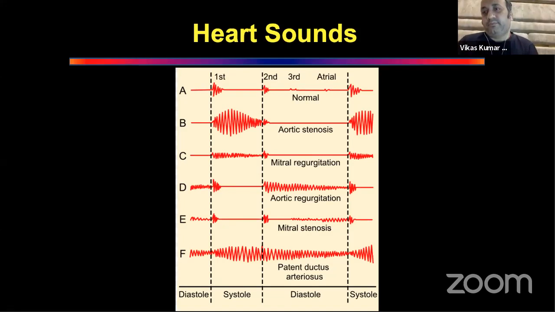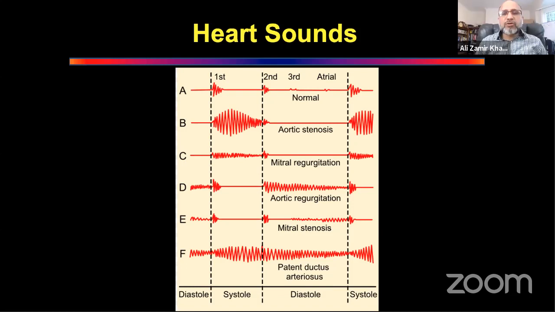And why do we have a pre-systolic accentuation? Because if the patient is not in atrial fibrillation, there are three phases in the diastole: the rapid ventricular filling phase, then the phase of diastasis, and then protodiastole. In protodiastole, that is the time when the left atrium is contracting and ejecting extra blood into the ventricle. So that is the time we have pre-systolic accentuation. This pre-systolic accentuation will not be there if the patient is having either mitral regurgitation or atrial fibrillation.